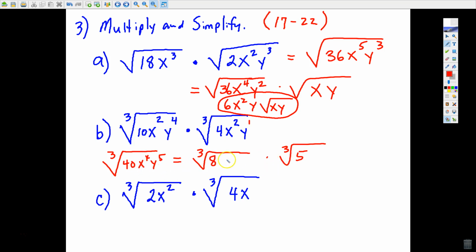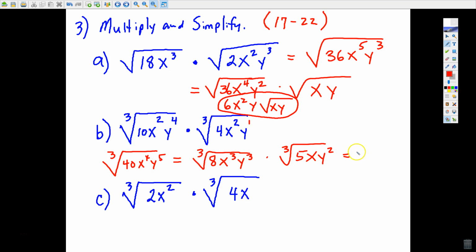For x to the 4th, I'm going to put x to the 3rd because it is divisible by 3. So this is going to have to be x to the 1st to make x to the 4th. For y to the 5th, I'm going to do again y to the 3rd. It's divisible by 3. But to make it equal y to the 5th, when I multiply this, it's going to have to be y to the 2nd. Okay, and so my left radical simplifies fully.